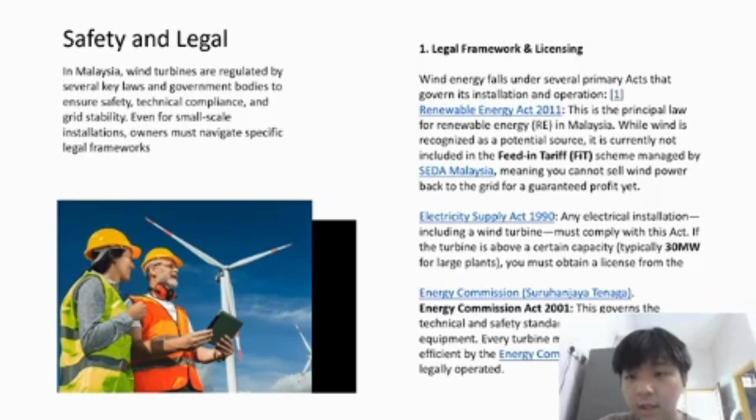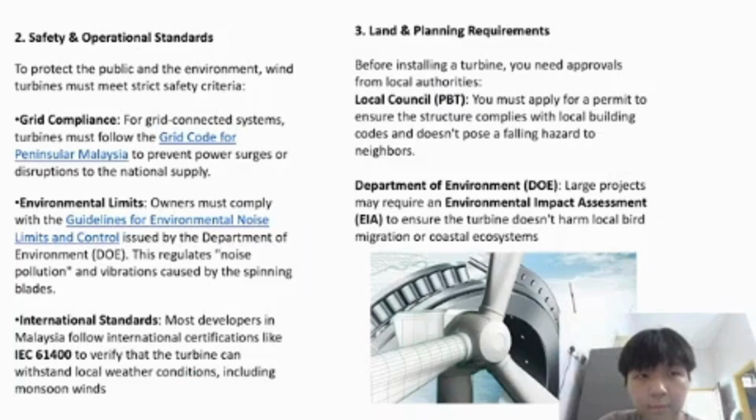1990, any electrical installation, including a wind turbine, must comply with this act. If the turbine is above a certain capacity, typically 30 MW for large plants, you must obtain a license from the Energy Commission, Suruhanjaya Tenaga. And lastly, the Energy Commission Act 2001 governs the technical and safety standards for all energy equipment. Every turbine must be certified safe and efficient by the Energy Commission before it can be installed or operated.